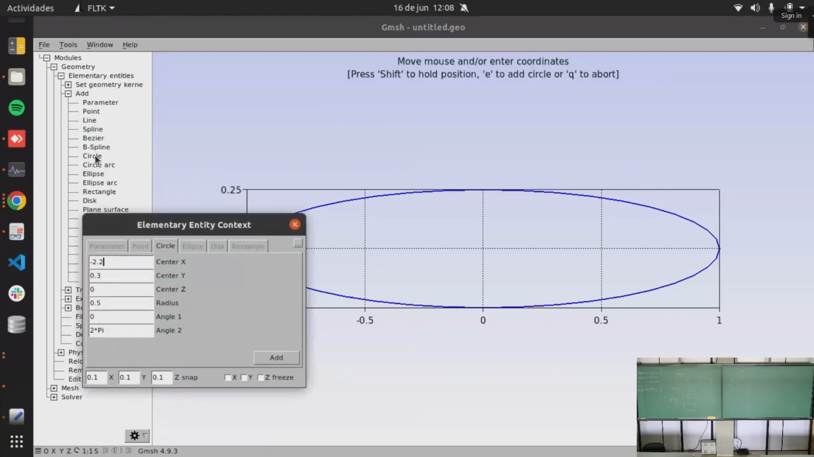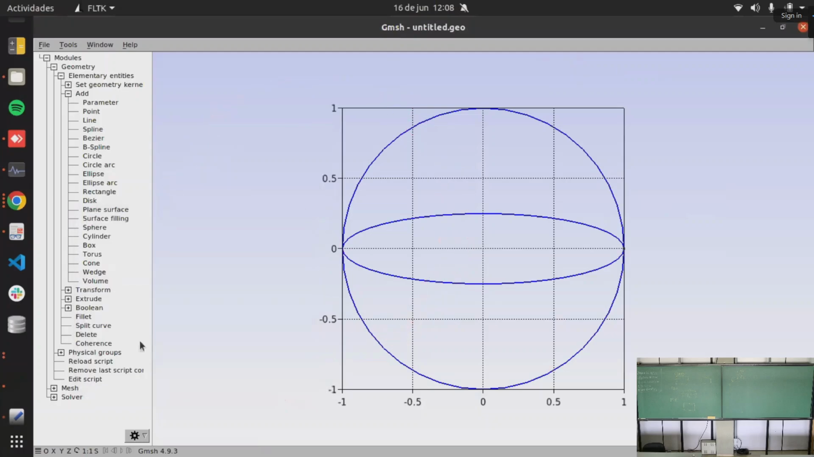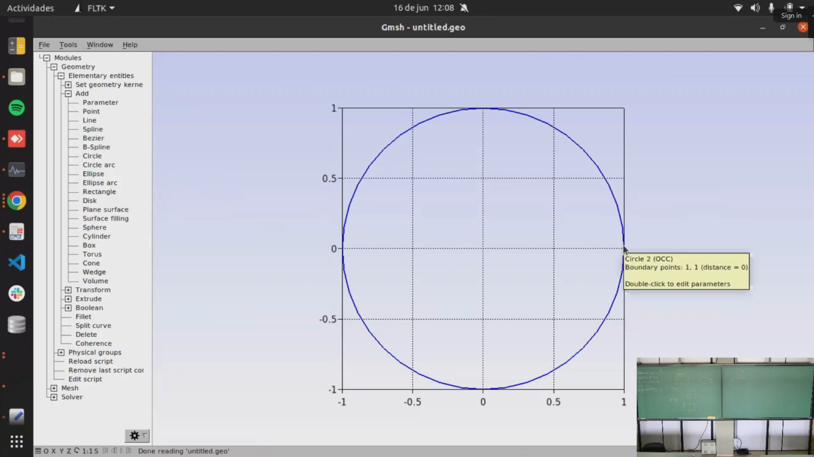I want a circle, sorry. 0, 0, 0, 1. Add. But in this case, the mesh, I don't know why, forgot this point. So if I want the same circle, maybe I have to add this point to the circle, but we can do it by hand, make the circle by hand.